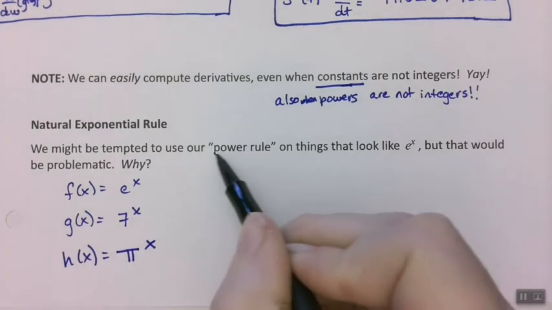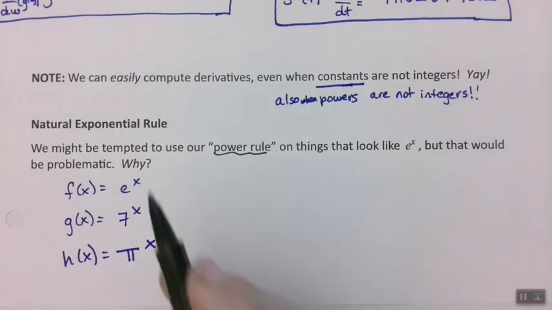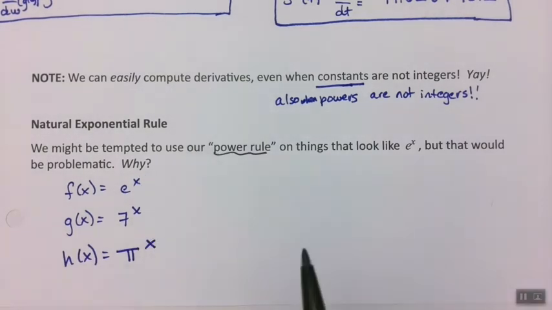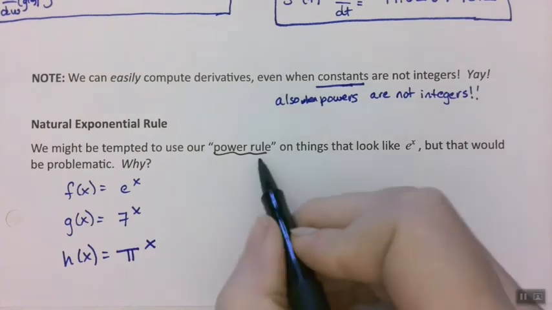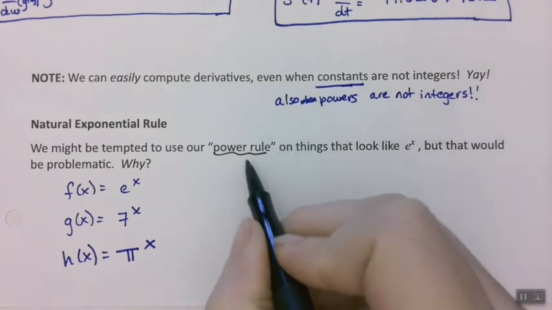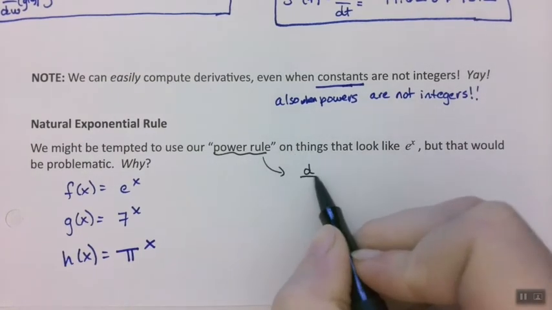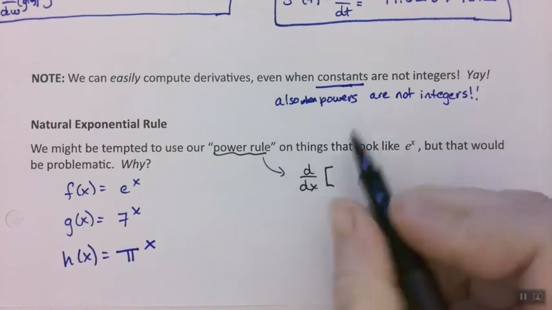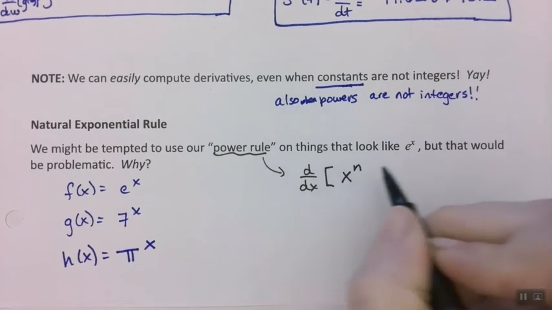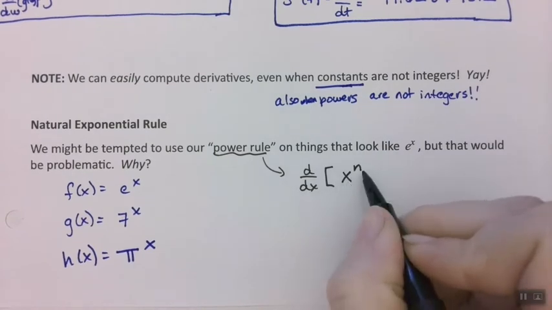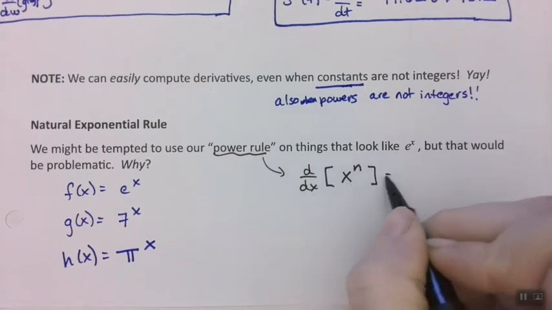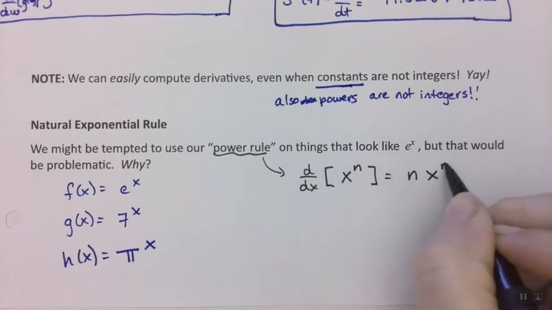A lot of students try to use the power rule for functions like this, and that would be a problem. That is not correct. See, the power rule is, let me just rewrite the power rule real quick. The power rule says if you take the derivative with respect to x of x to the n, right? x is the variable, n is a power. That would be equal to n x to the n minus 1.